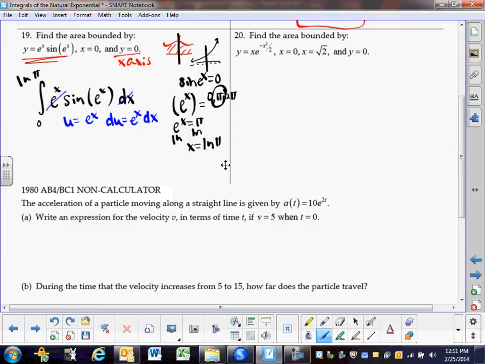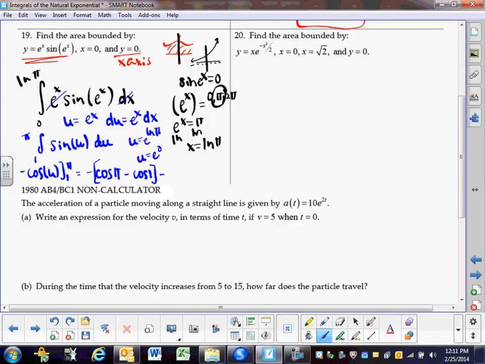Okay. Now, on this one, e is inside of something else, so I have to u-sub, which means that du is e to the x dx, since u is e to the x. That means I have a perfect u-sub of sine u du. And if I substitute in, my u values are e to the natural log of pi, so just pi, and e to the 0, so 1.